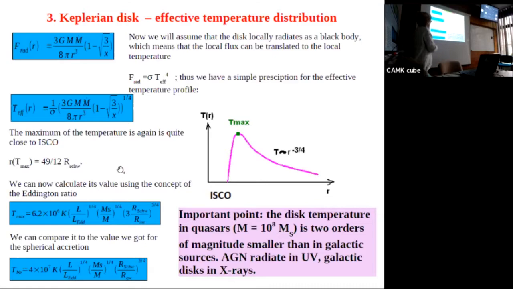But now it's interesting indeed to put into this thing things which are expressed as functions of Eddington ratio and solar mass. So I did that for this maximum value of the temperature at this point. And then I got the value 6 times 10 to the 6 kelvins. Here is this ISCO position.